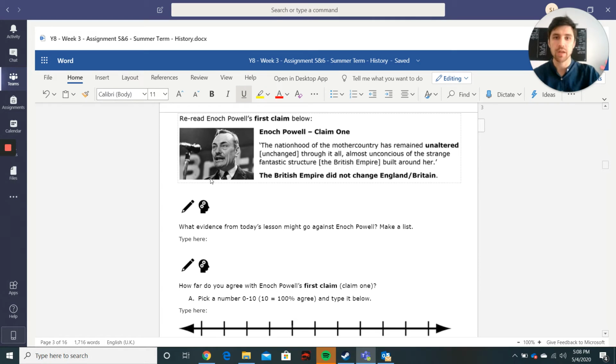Okay, now once you've done that, we've done this a number of times now, so I'm not going to go into too much detail. You're going to reread Enoch Powell's claim. Remember, he's saying the British Empire did not change England or Britain. You're going to list some evidence from this lesson so far that might go against what Enoch Powell is claiming.